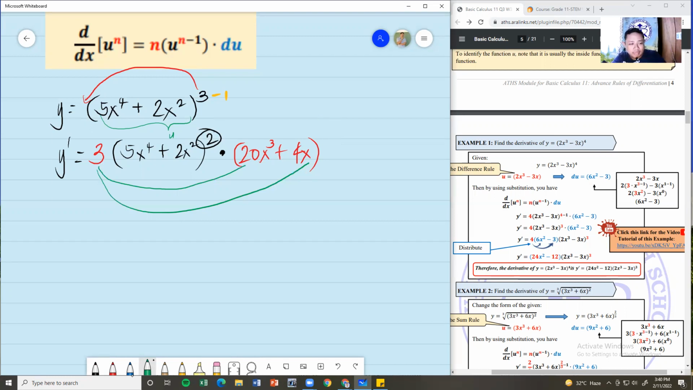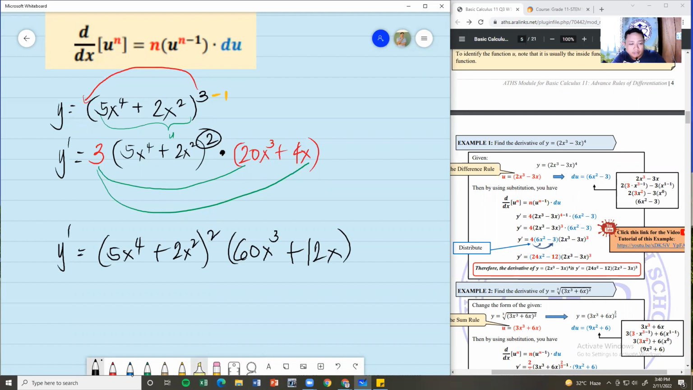Okay? So therefore, the final answer will be y prime will be equal to, let's just have this here, 5x raised to 4 plus 2x squared, quantity squared, times 3 times 20x cubed, that becomes 60x cubed, plus 4 times 3, that's 12x. And we're done. That is the derivative of that given. Show me a reaction if that's clear to you. Very good.